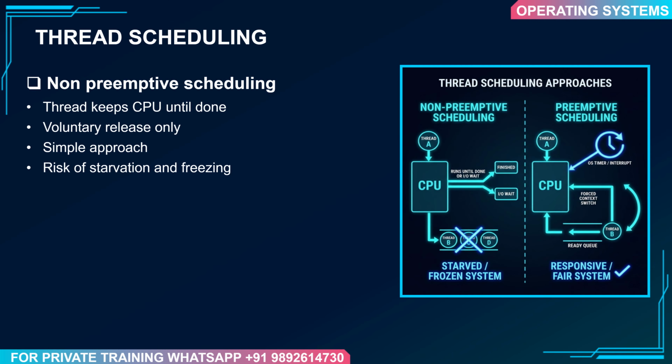There are two broad ways thread scheduling can happen. One is non-preemptive scheduling, the other is preemptive scheduling. In non-preemptive scheduling, once a thread gets the CPU, it keeps it until it finishes or voluntarily gives it up, usually by waiting for I/O. This approach is simple, but it can cause problems. If a thread runs for too long, other threads may starve and the system may feel frozen.